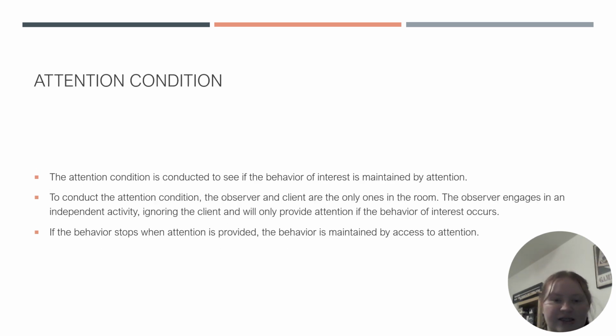The attention condition is conducted to see if the behavior of interest is maintained by attention. So when doing this, the observer engages in an independent activity and ignores the client and will only provide attention if the behavior of interest occurs. If the behavior stops when attention is provided, the behavior is likely maintained by access to attention.